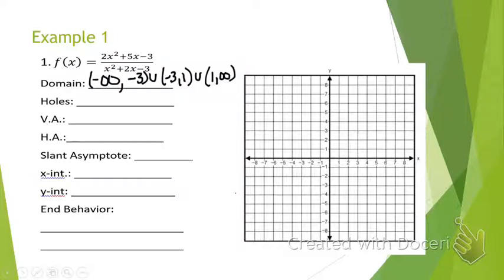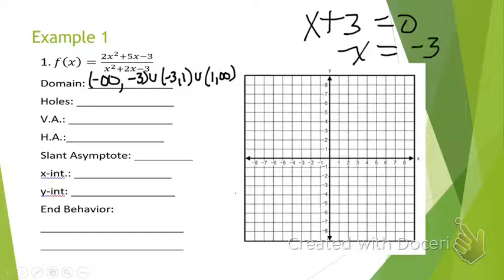So we would take that x plus 3 that we removed, and we'd set it equal to 0, and we'd find the x coordinate of our hole, and that will be at negative 3, okay? Now, to find the y coordinate of your hole, you're going to take that negative 3 that we found, that x coordinate, and we're going to plug it into the reduced fraction, the reduced rational function.